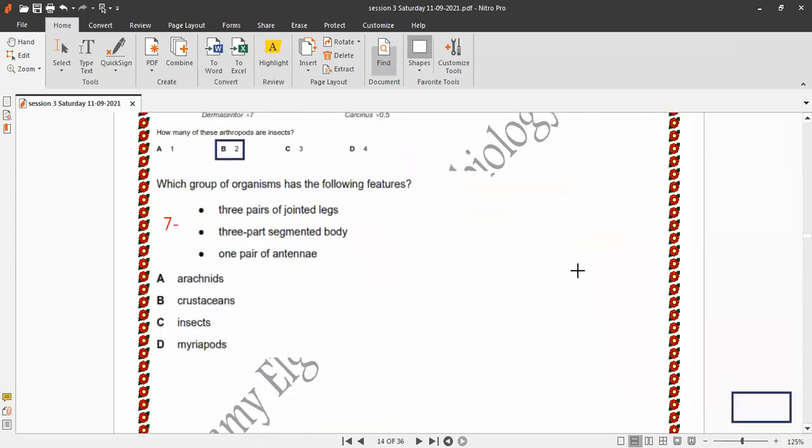Rowan, which group of organisms has the following features? Three pairs of jointed legs, 3-part segmented body, 1 pair of antennae. It's the insect. Okay. Thank you.